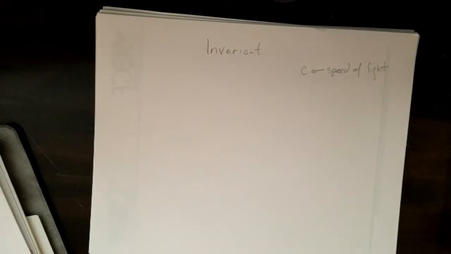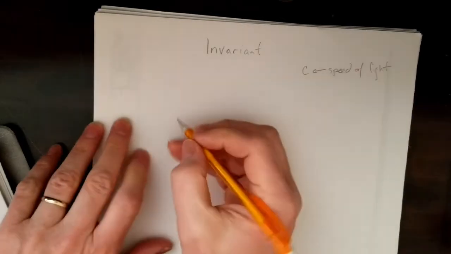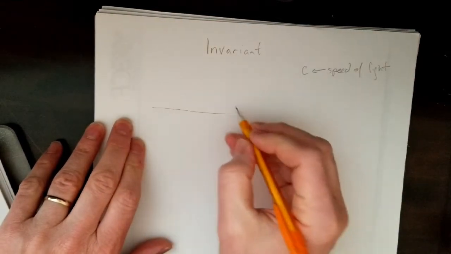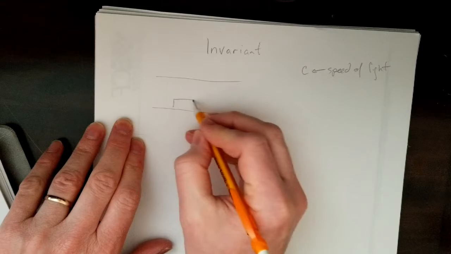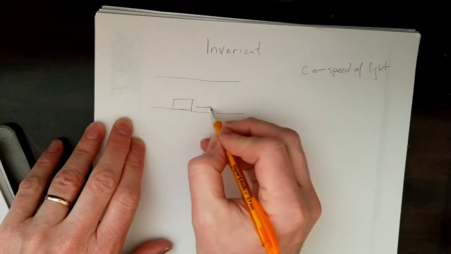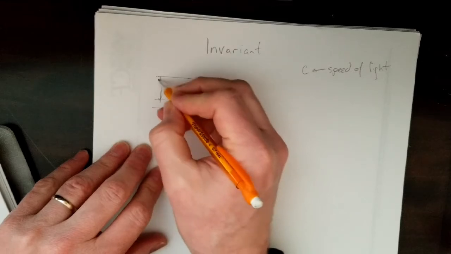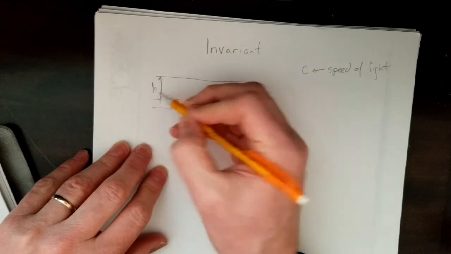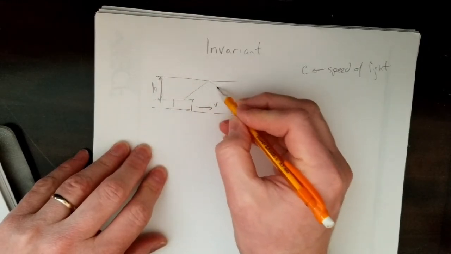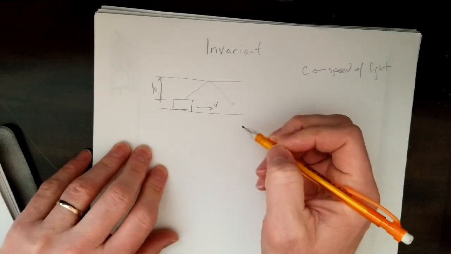But another one actually comes out of the original thought experiment that we talked about a couple of videos back. If we have something moving at some speed v, and this is some distance h here, and it shoots light up and the light comes back down.